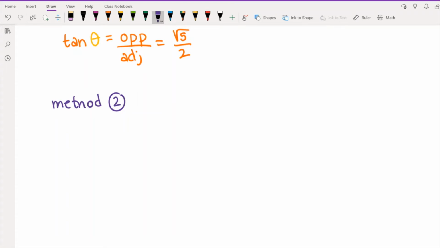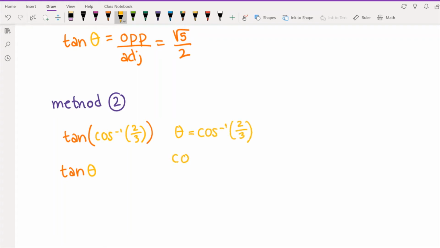So if we wanted to use the unit circle, it's basically the same idea. So we're taking tangent of inverse cosine of 2/3, and we're calling that theta. And as we said earlier, if theta is equal to inverse cosine of 2/3, that means that cosine of theta is 2/3. So what would that look like on the unit circle?